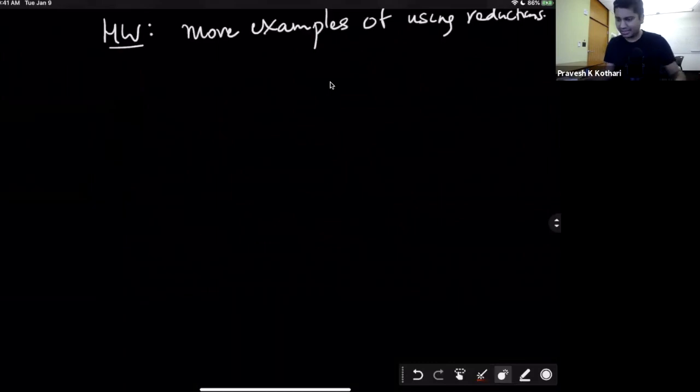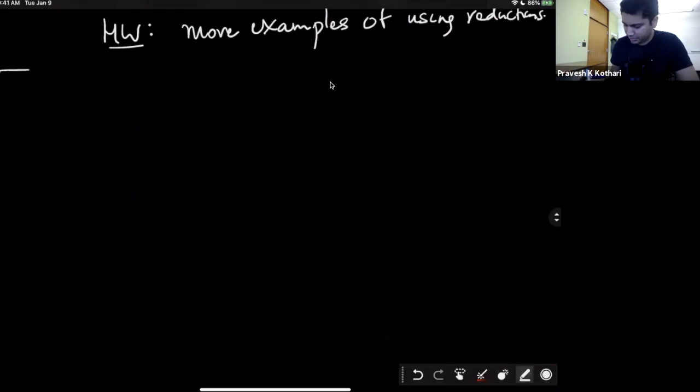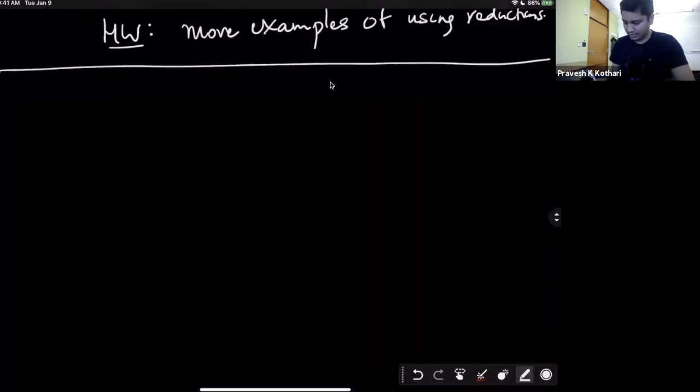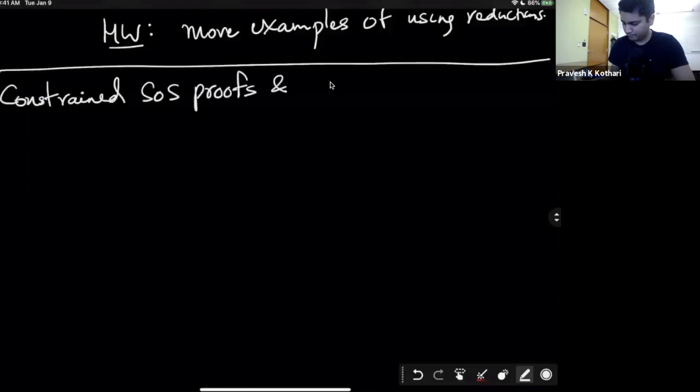So let's do this. Okay. Let's build a theory of constrained pseudo distributions and constrained sum of squares proofs. Okay. So here's the most general setting we will actually focus on. So let's maybe label this. That's our goal.